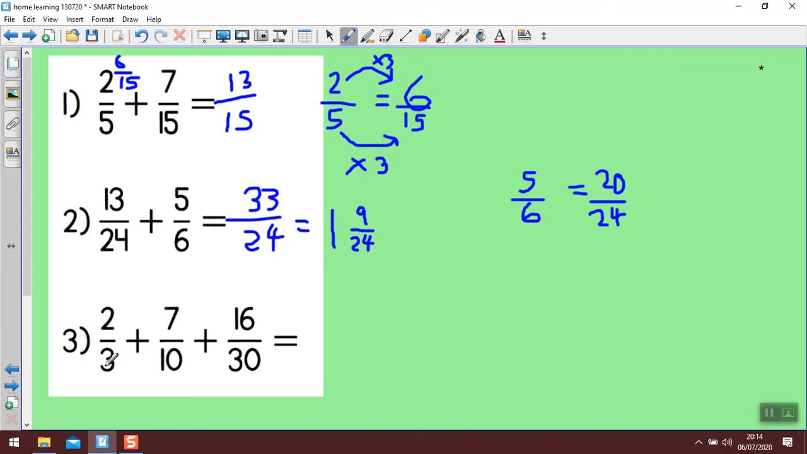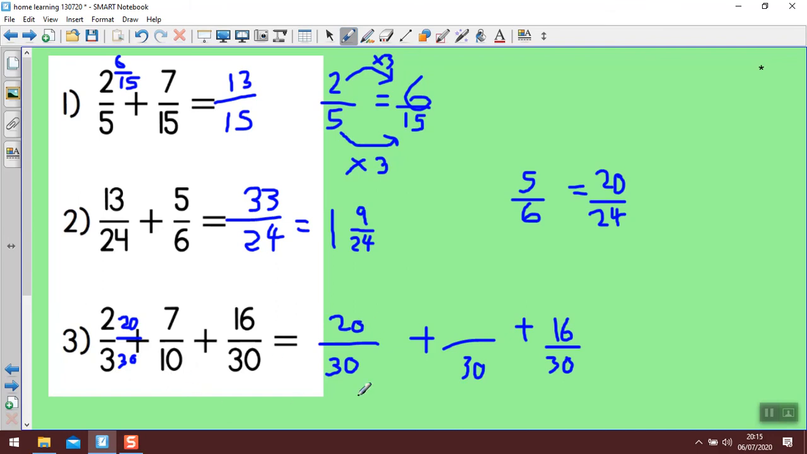And the last one. What would my denominator be? What's a multiple of 3, 10 and 30? It is 30, isn't it? So I've got to put them all over a fraction over 30. The last one is already over 30. And I've got to find equivalent fractions. So 2/3 is the same as what fraction over 30? What do I multiply the 3 by to get 30? I multiply by 10. 2 times 10 is 20. So 2/3 is the same as 20/30.